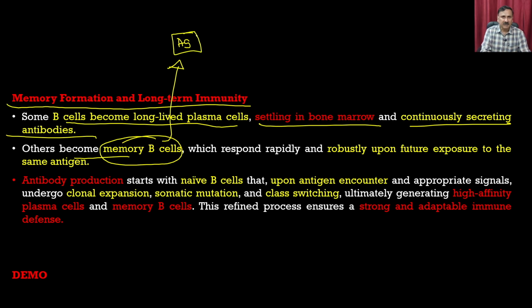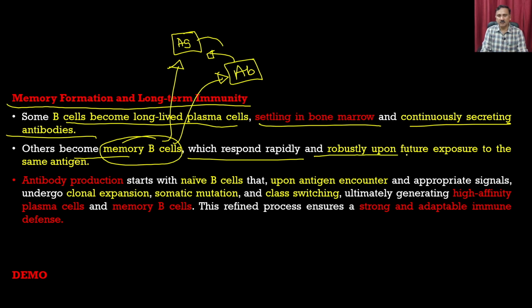So as a result of this, when the same antigen comes the next time, it is not going to go through the extensive process of antigen processing, presentation, and so on. As soon as this antigen comes, these memory cells are going to recognize it, and then directly start secreting antibodies, so that you can have an early response, and that's how you can have better protection. So once the memory cells are produced, they respond rapidly and robustly upon future exposure to the same antigen.